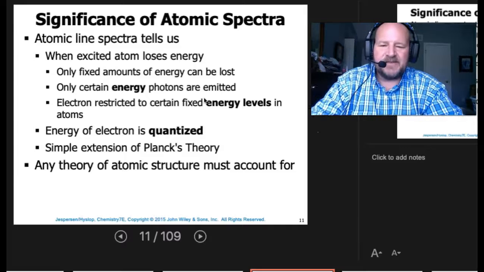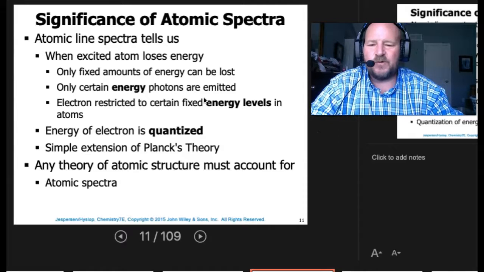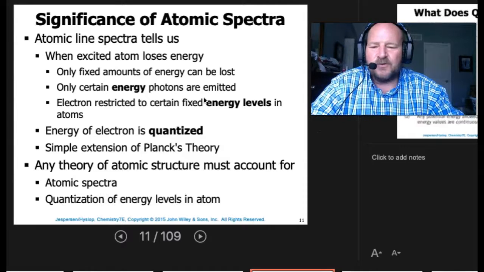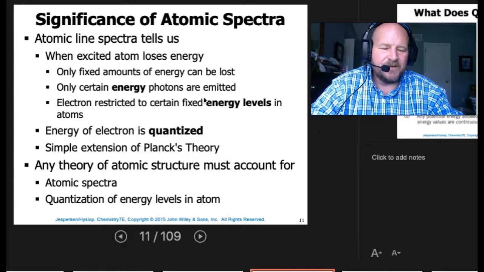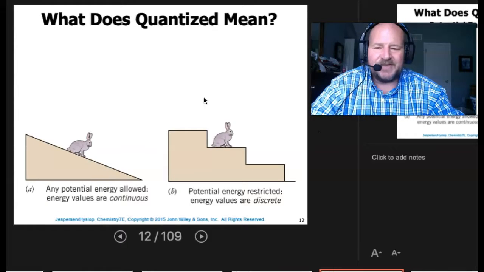Now, any theory of atomic structure has to account for this atomic spectra, which means we have to have the quantization of all the energy levels in the atom. So what does that mean to you?